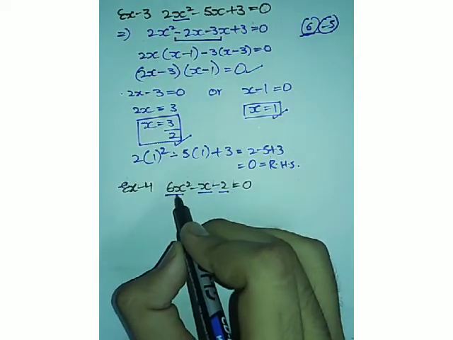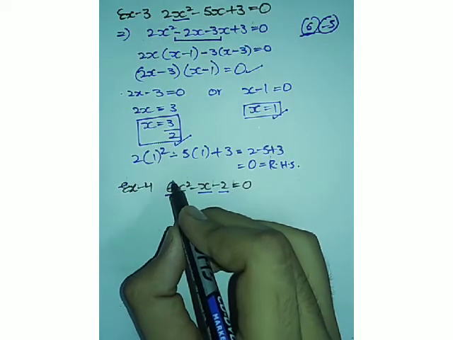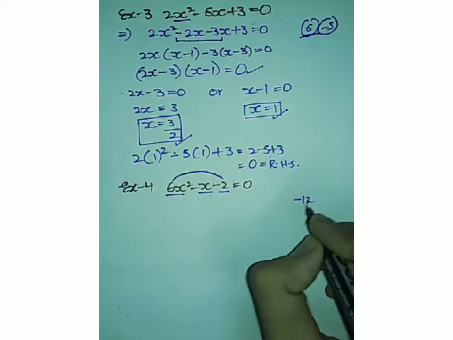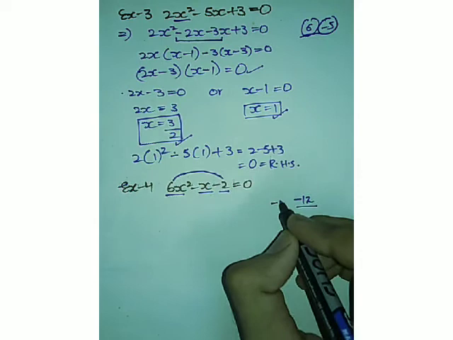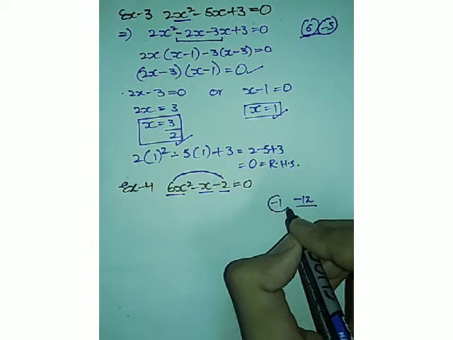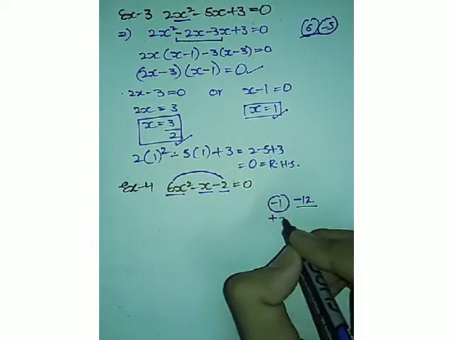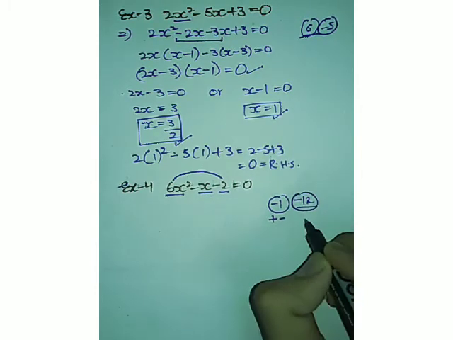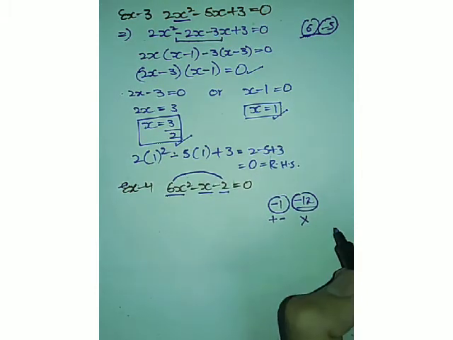Now again the coefficient of x square is not 1, it's 6. So multiply these two terms, you get minus 12. And what is our middle term? That is minus 1. So you have to find two digits by adding and subtracting which you get minus 1, and by multiplying those you get minus 12, right?